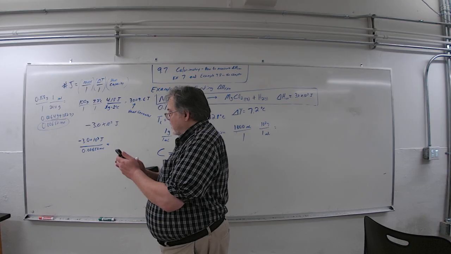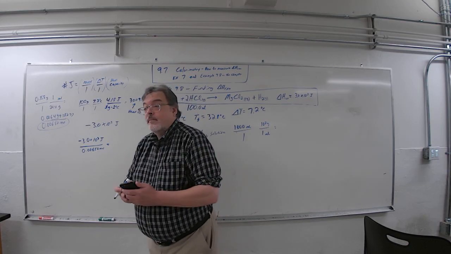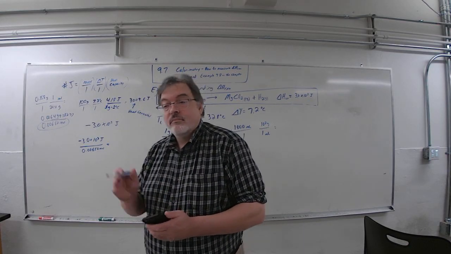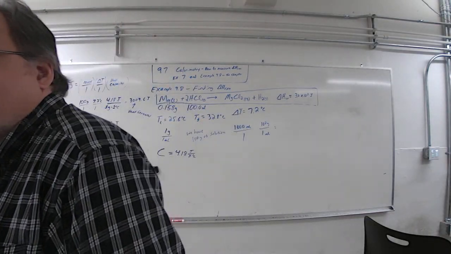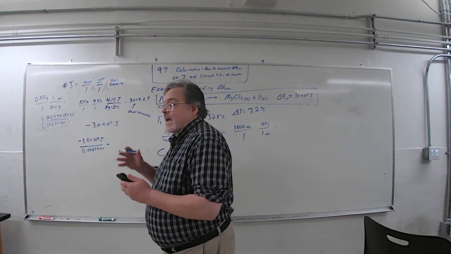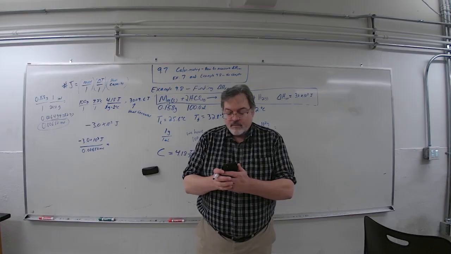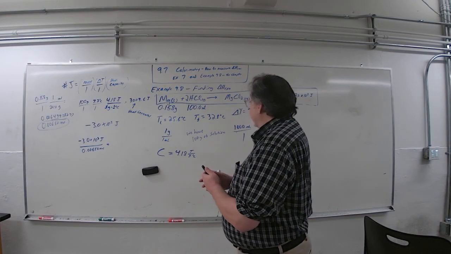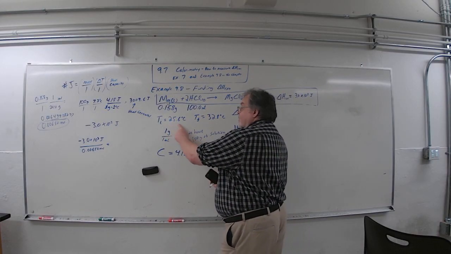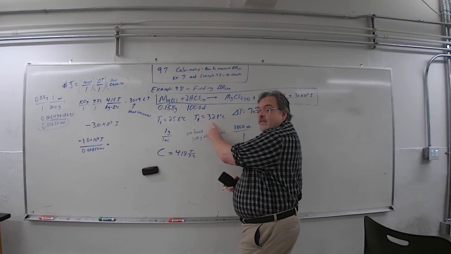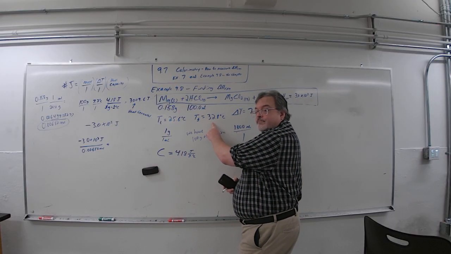So you're always going to use that negative number? You're always going to use the negative sign? If heat came out, yeah. Here's how you know. It went from 25 up to 32. That means heat came out of the magnesium.